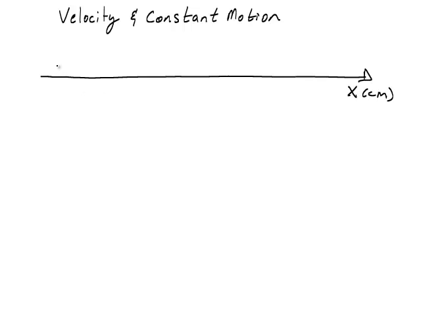In this lesson, we're going to discuss velocity in constant motion. So first off, I want to draw my x-axis, and this will be in centimeters. I want to draw my origin, and I'm going to have a series of ticks indicating different positions on my x-axis.